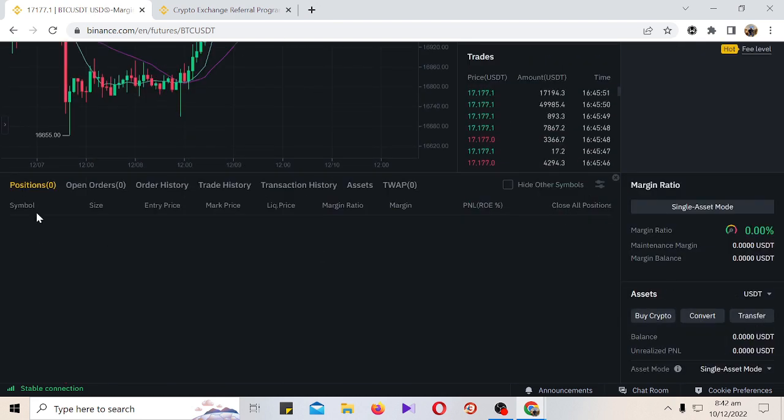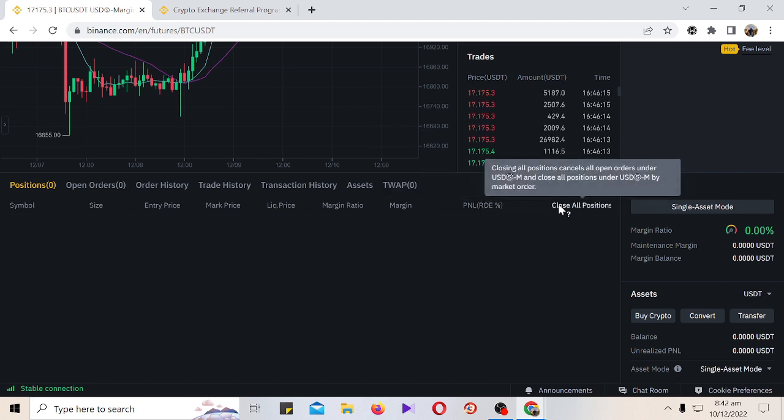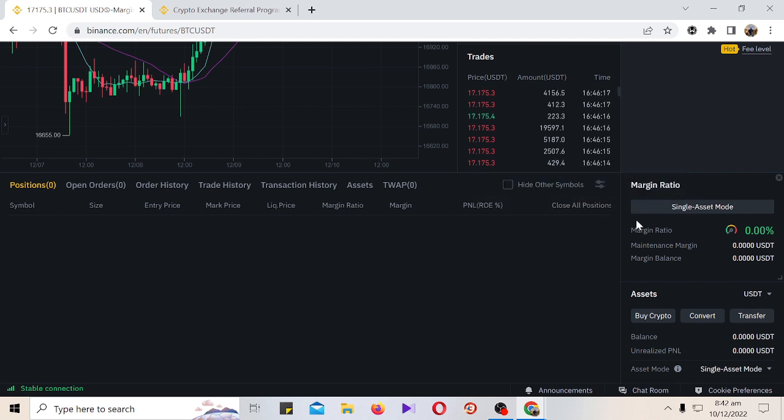Okay, so this is where your open positions will be. Don't worry, I'll explain everything. The symbol is here, the cryptocurrency here, the size, the entry point, the mark price, liquidation price, margin ratio, your margin, and PNL, which stands for profit and loss. If the PNL is green, that means you are in profit. If the PNL is red, that means you are in loss. You can just click here to close all your positions.